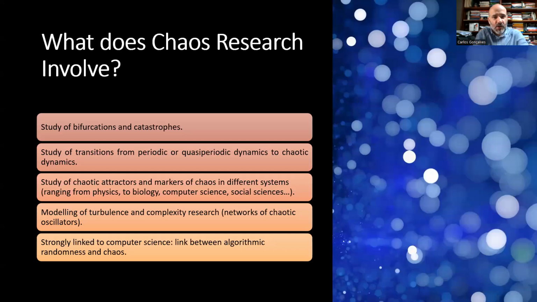So what does chaos theory or chaos research involve? The study of bifurcations and catastrophes, and we have bifurcation theory and catastrophe theory involved here. The study of transitions from periodic or quasi-periodic dynamics to chaotic dynamics. The study of chaotic attractors and markers of chaos in different systems, ranging from physics to biology, computer science, and the social sciences. The modeling of turbulence and complexity research, in this case the networks of chaotic oscillators. And it is strongly linked to computer science, in this case the link between algorithmic randomness and chaos. And we also have quantum chaos research.